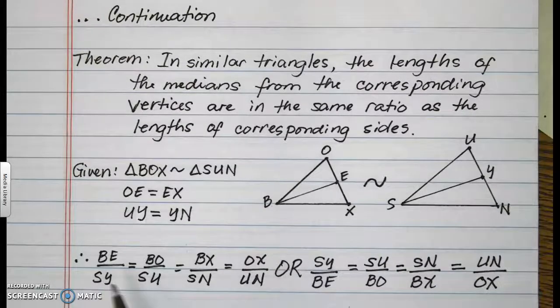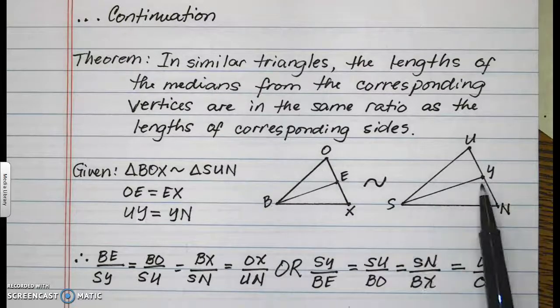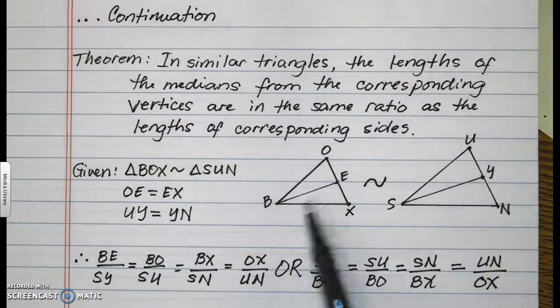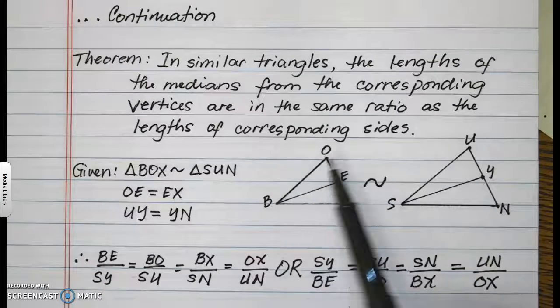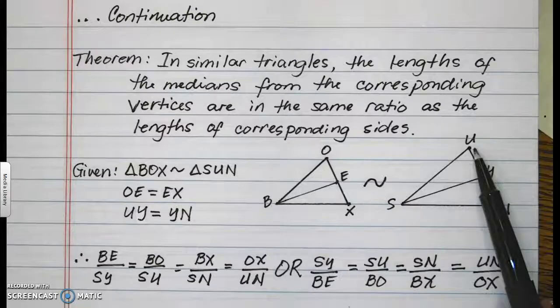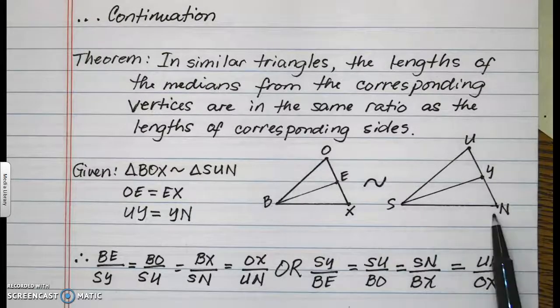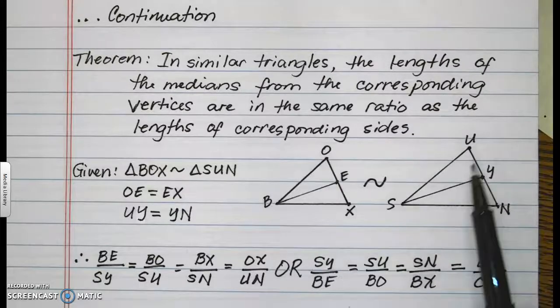BE over SY is going to be equal to the ratios of the corresponding sides as well. So again, I started with BE, so I can start with BO over SU equal to BX over SN equals OX over UN.